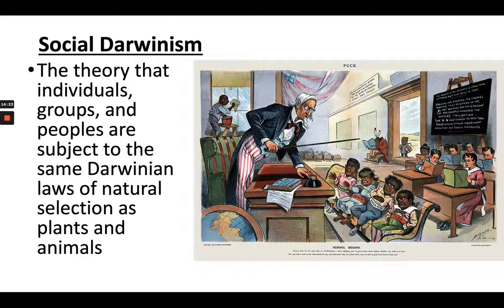So one of the motivations and ideologies at play here is something called social Darwinism. Social Darwinism is the application of Charles Darwin's theory of natural selection to justify European conquest of non-Western societies. All right, so Charles Darwin and his theory of natural selection is essentially survival of the fittest, right?